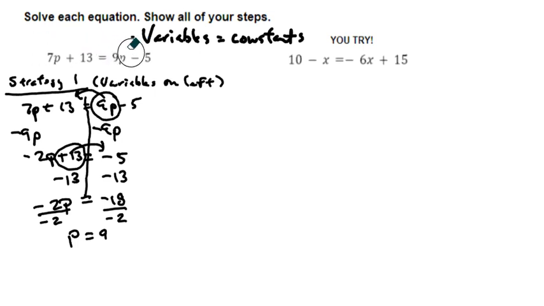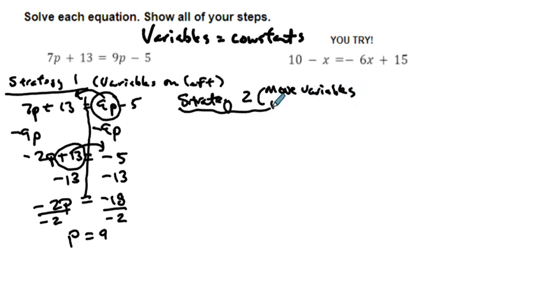Now, I want to show you something. I want to show you that strategy 2, right, offers you something that strategy 1 doesn't. And strategy 2 is move variables to the side with more. So you pick the side that has more of the variable, right?